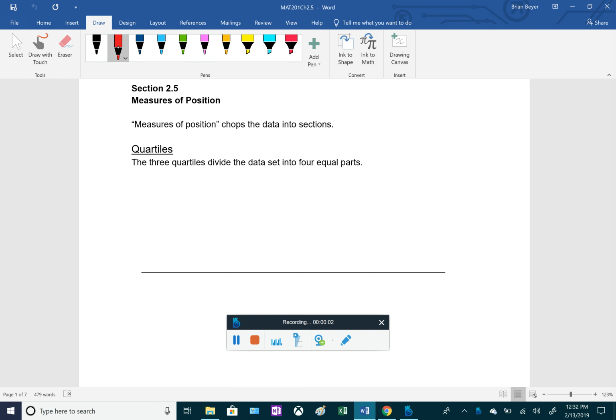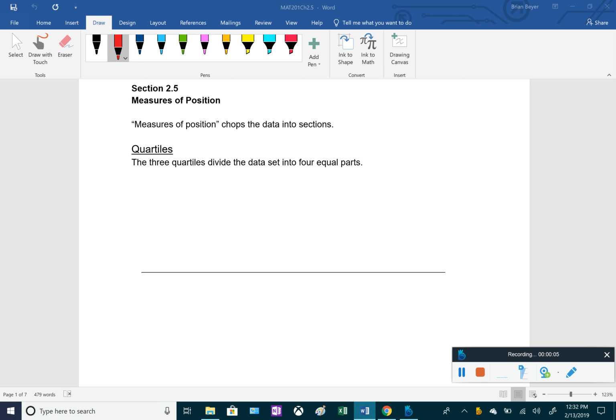Section 2.5 is going to be measures of position for a data set. So the measures of position, what that means is that it chops the data into sections when the data is in order. So we'll start with quartiles. There's going to be 3 quartiles, and what these quartiles are going to do, which the name suggests, is split or divide the data into 4 equal parts.